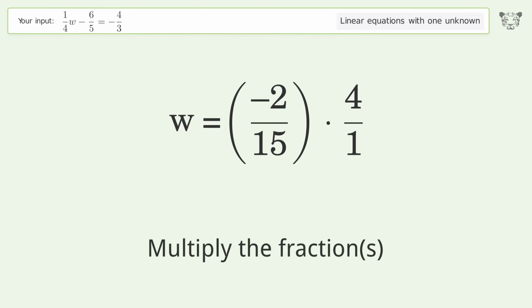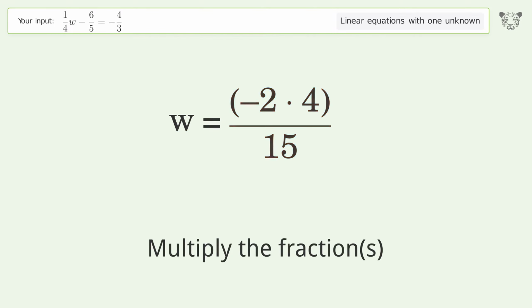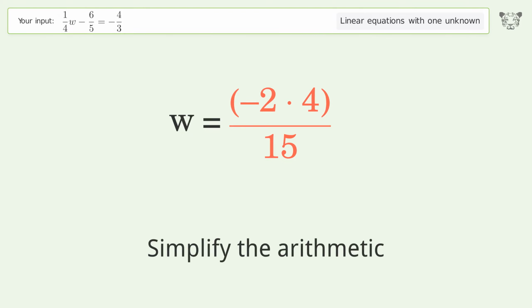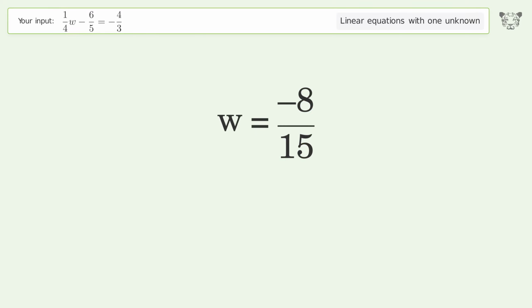Multiply the fractions. Simplify the arithmetic. And so the final result is w equals -8/15.